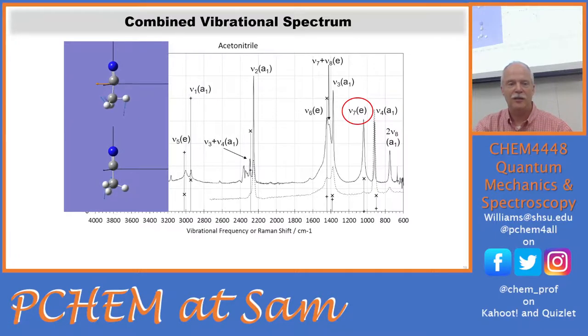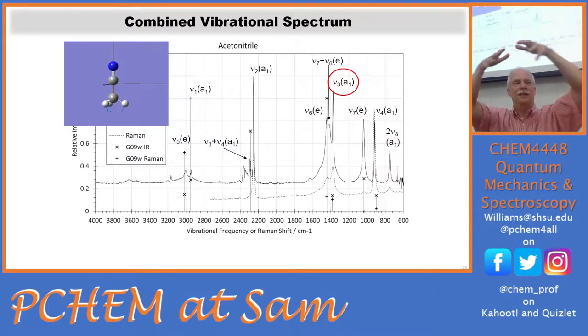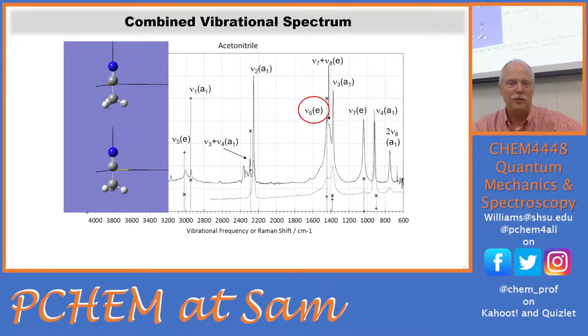This is nu 7. That's a deformation of those hydrogens. Those hydrogens are really light, and so they're able to flip around pretty fast. This is nu 3. That's the umbrella mode. You can kind of picture the umbrella in a windstorm getting sucked up. Okay. This is nu 6, another deformation of the hydrogens. It's the bending of the angles of those hydrogens between each other.